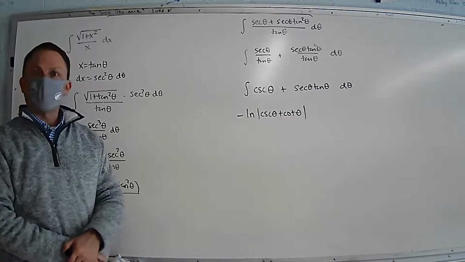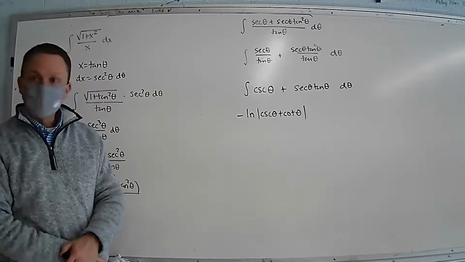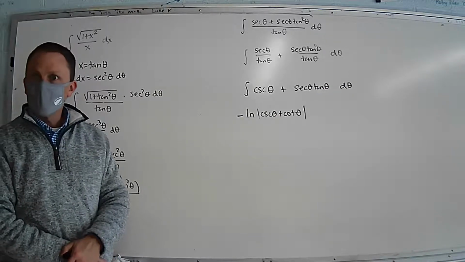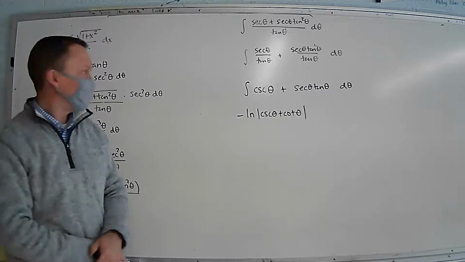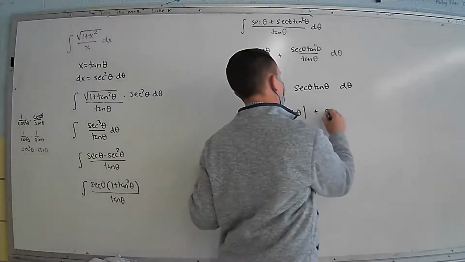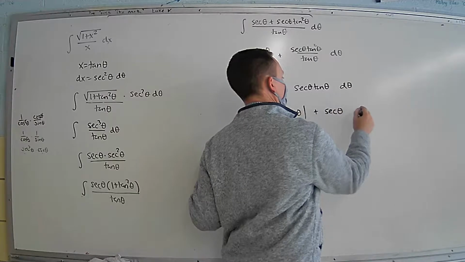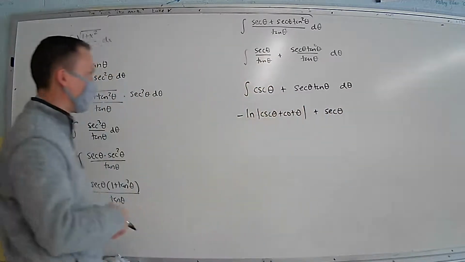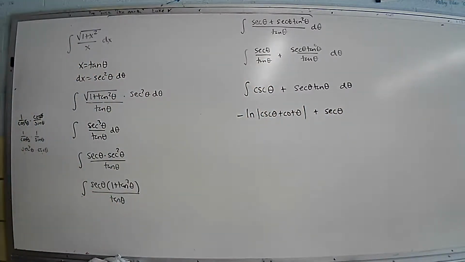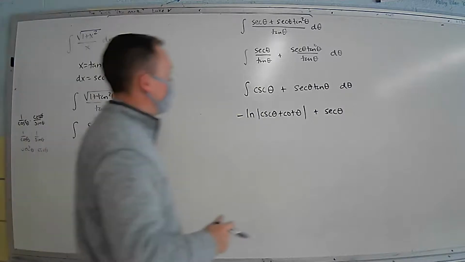What's the antiderivative of secant? Tangent. It's easy, isn't it? It's secant theta. Are we done? Nope, dang it. Now I got to draw the triangle.